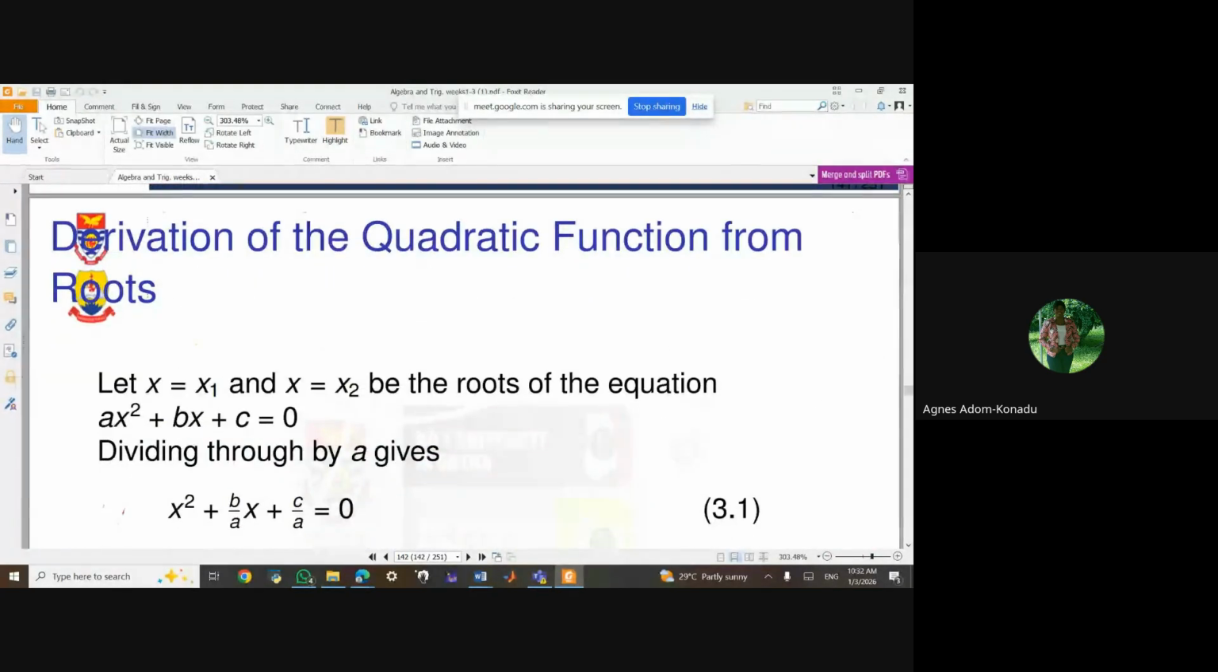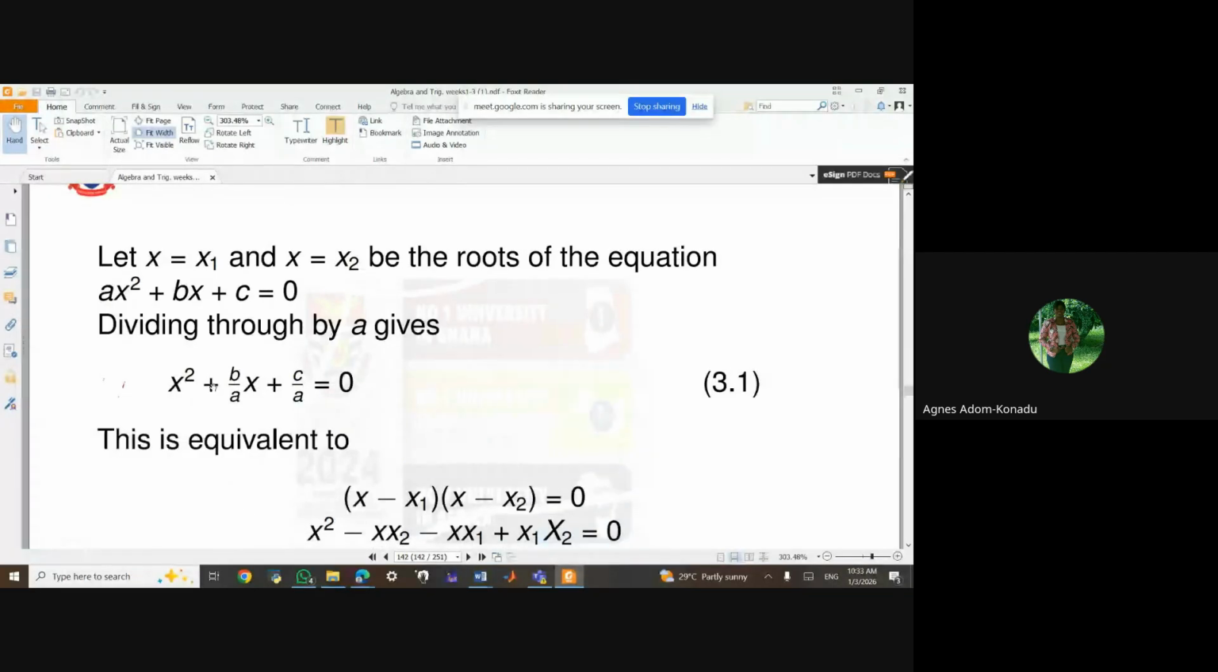Okay, so the next thing we want to look at is how to derive the quadratic function from the roots. Assuming you are given the roots of the quadratic function and you want to find the function itself, it says that let x equal x1 and x equal x2 be the roots of the equation ax squared plus bx plus c equal to 0. Now, if I divide through by a, I'm going to get x squared plus b over a x plus c over a equal to 0. Okay, so this is the equation.